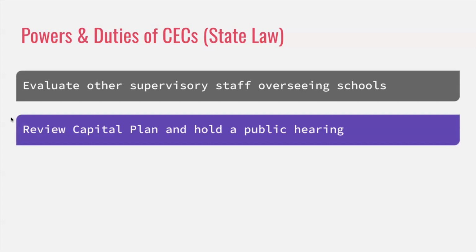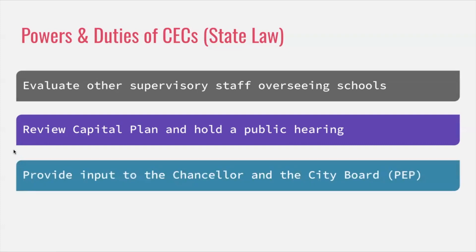CECs also review the capital plan submitted by the School Construction Authority and hold a public hearing regarding the capital plan. This is a process that kicks off in November every year. The School Construction Authority will reach out to CECs to present the capital plan, whether it's the new 5-year plan or the amendment to the existing plan. And the CECs are supposed to solicit feedback from the community.